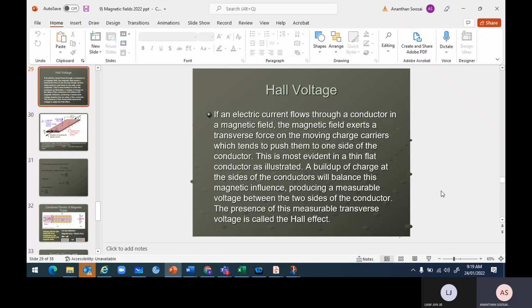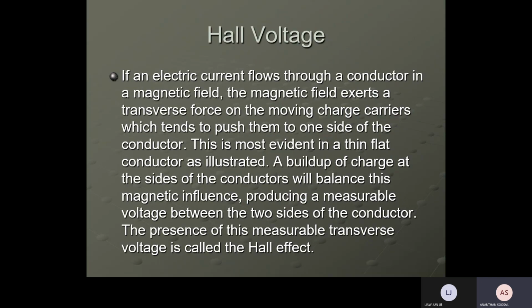Actually, this paragraph is what I've told you, so you can read this later. If an electric current flows through the conductor, the magnetic field exerts a force on the moving charge carriers and will tend to push them to one side of the conductor. This is most evident in a thin flat conductor. We will discuss why it is so evident in the thin flat one; that can only be answered after the derivation of the equation. Why thin is best. The buildup of charge at the side of the conductor will balance this magnetic influence, producing a measurable voltage between the two sides of the conductor. This presence of a measurable transverse voltage is called the Hall effect.